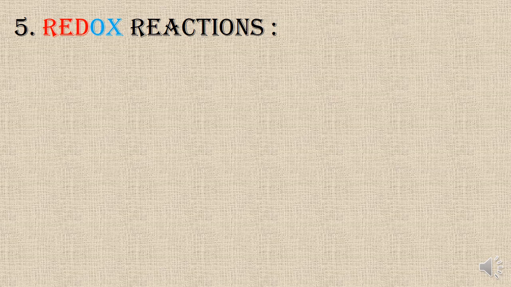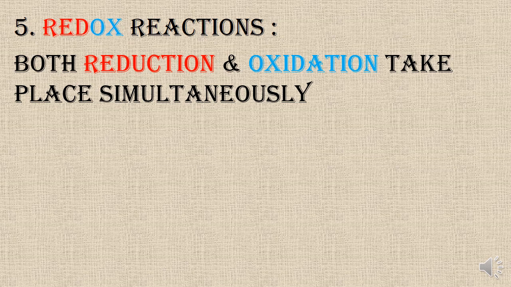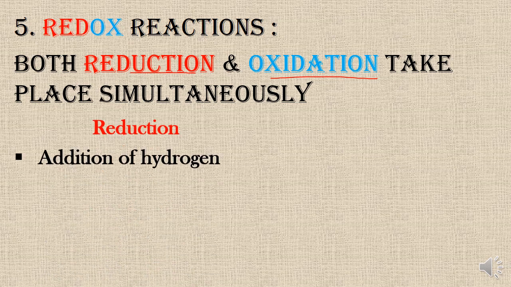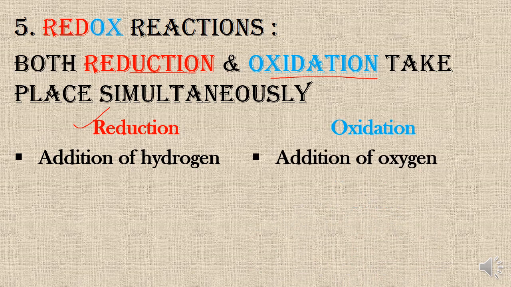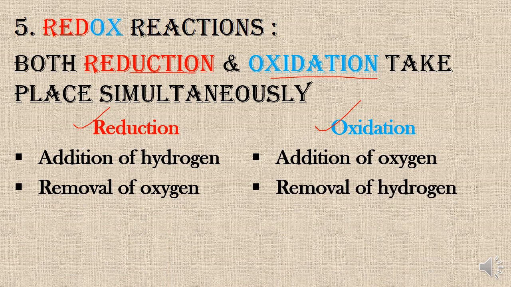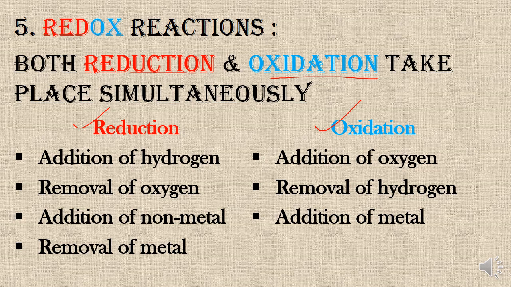Moving on to the last reaction, redox reactions. It stands for reduction and oxidation. The reactions in which both the reduction and oxidation take place simultaneously are called redox reactions. Let's understand these two terms. Reduction is the addition of hydrogen and oxidation is the addition of oxygen. Similarly, reduction can also be defined as the removal of oxygen and oxidation as the removal of hydrogen. Reduction can also be the addition of non-metal and oxidation is the addition of metal. Reduction is the removal of metal and oxidation is the removal of non-metal.